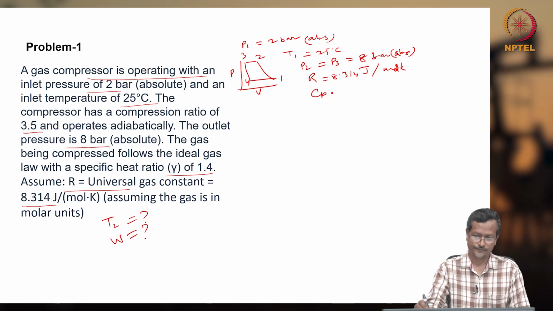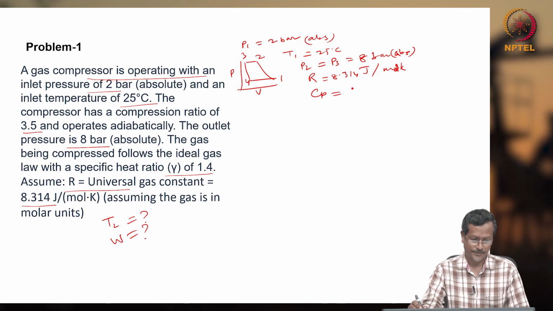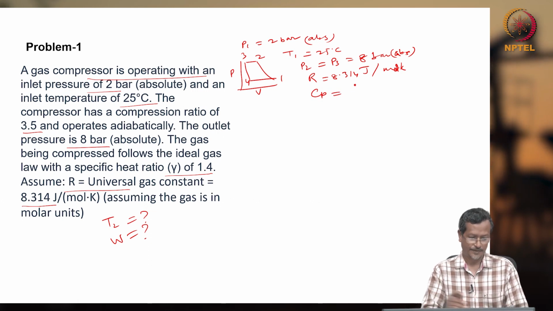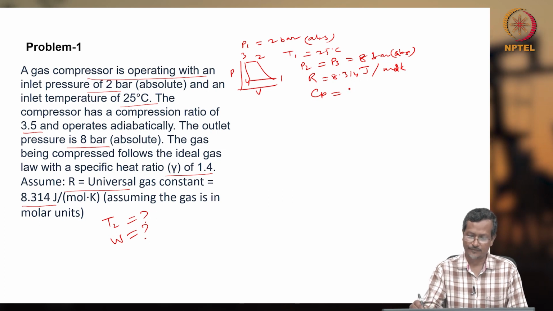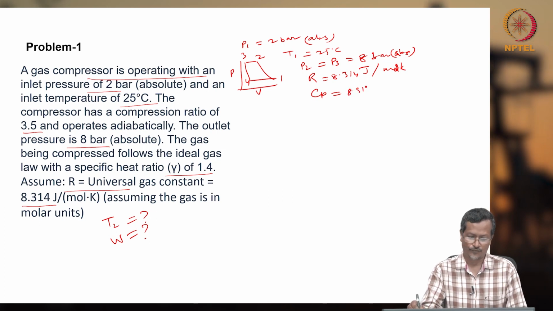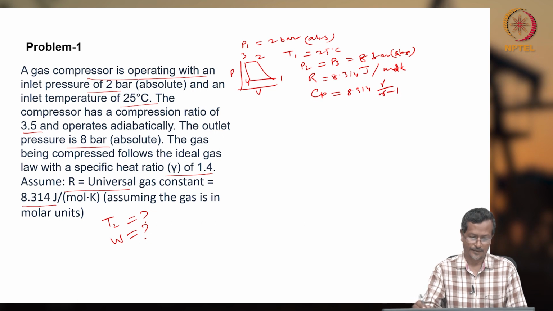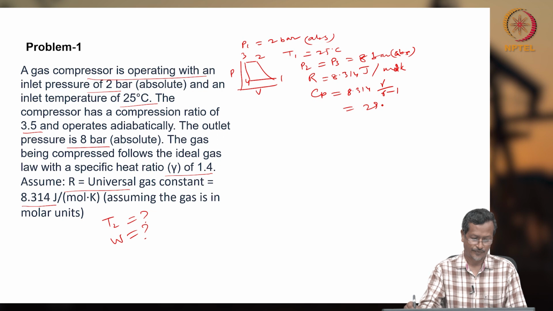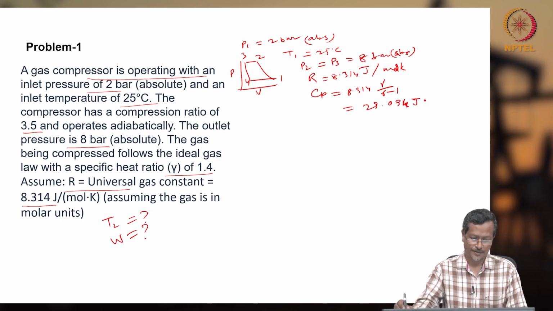Cp is not given. Cp we can find from R gamma by gamma minus 1, which is 8.314 times gamma by gamma minus 1. So this gives 29.094 J per mole K.